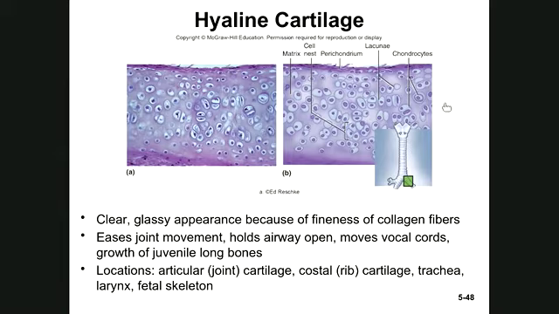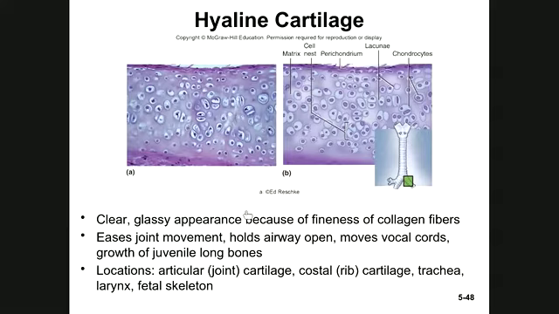the appearance of this cartilage is very clear and glassy because the collagen fibers which are located in the matrix are collagen fiber type 2. These collagen fibers are very fine, and the refractive index of these collagen fibers and the ground substance are the same, so we can see the matrix completely homogeneous.